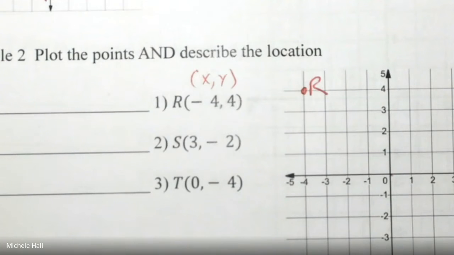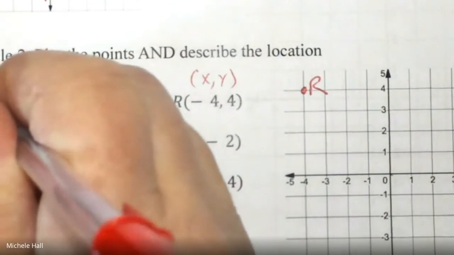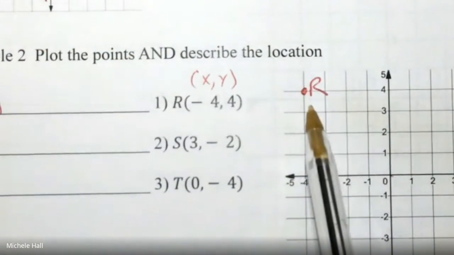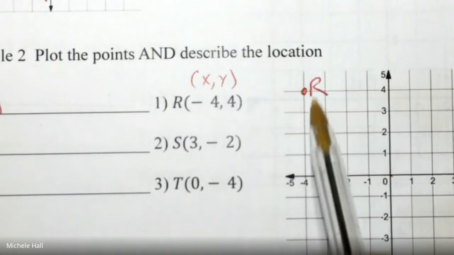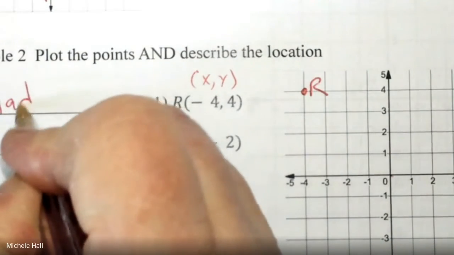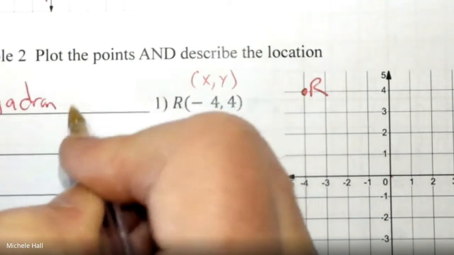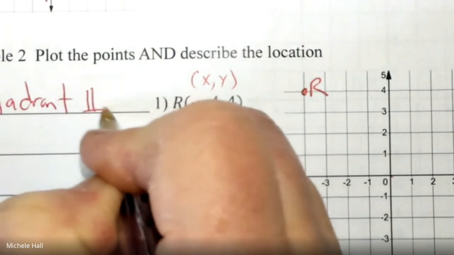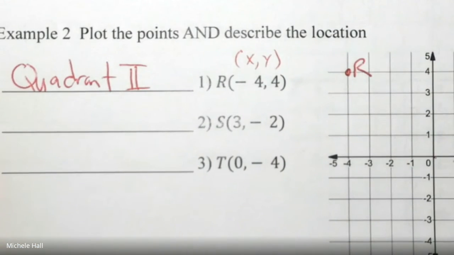Now I need to describe the location. How can I describe that location? I'm just going to say quadrant 2. But sometimes books do have you do that. Left 4, up 4. But let's do quadrants or axes. So this is actually quadrant 2. Okay, try number 2 and 3.